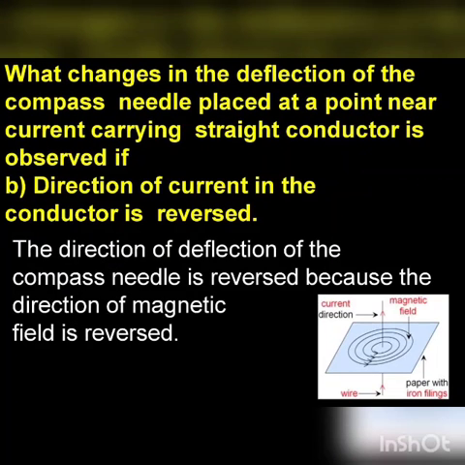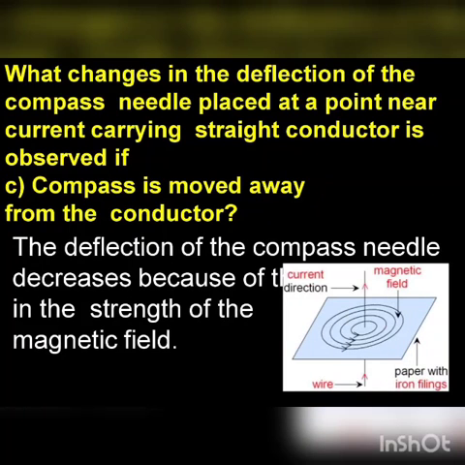Second, the direction of current in the conductor is reversed. The direction of deflection of the compass needle is reversed because the direction of the magnetic field is reversed. And third, the compass is moved away from the conductor. The deflection of the compass needle decreases because of the decrease in the strength of the magnetic field.